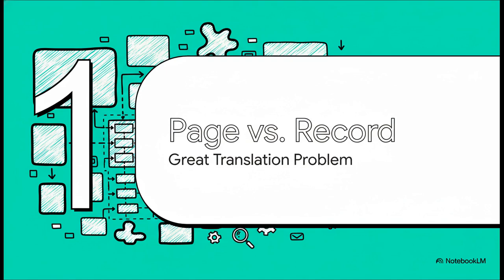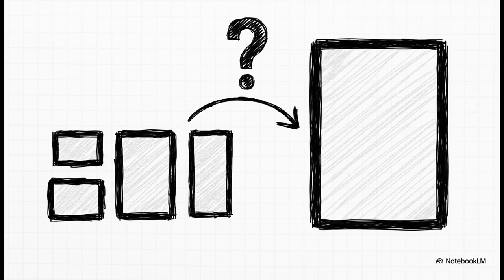I like to call it the Great Translation Problem, because it's all about this fundamental disconnect between how we think about our data and how the database actually has to store it. So here's the challenge in a nutshell. We see things as records, right? A user, a product, an order. But the database, it thinks in these rigid, fixed 8-kilobyte chunks called pages.